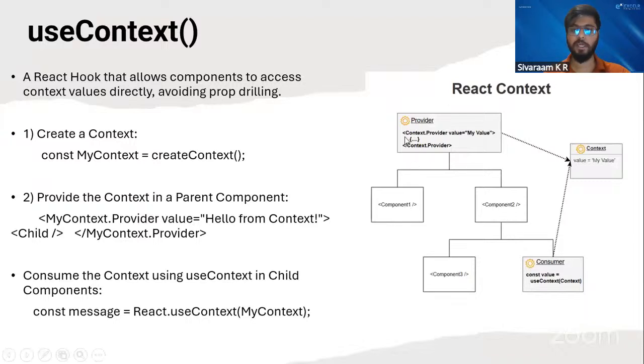This is the diagram. You can see first you create a value, and then you create a context. This context will provide a value. And then you need to call the components that can access this value. Once these two steps are done, the third step is to consume. How do you consume? You use the syntax useContext and pass your context inside. This returns a value, and with this value you can use it however you want.